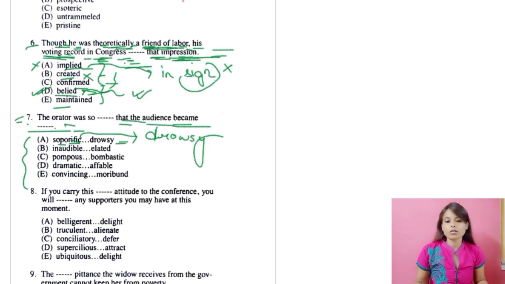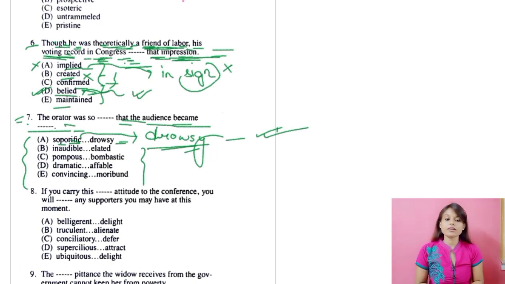So again they are terming this as drowsy. So basically they are talking about the orator who is making the audience drowsy. So this can go, this is a good option. But let us check the other options also. As I mentioned, if we get a better option than option number A, obviously we will consider that option.